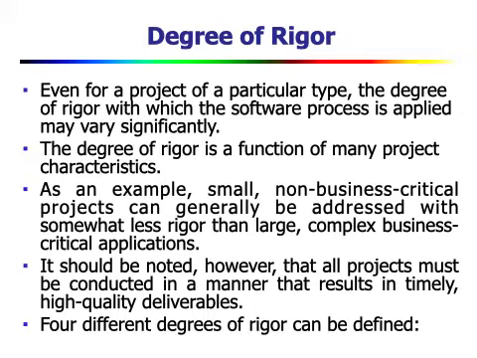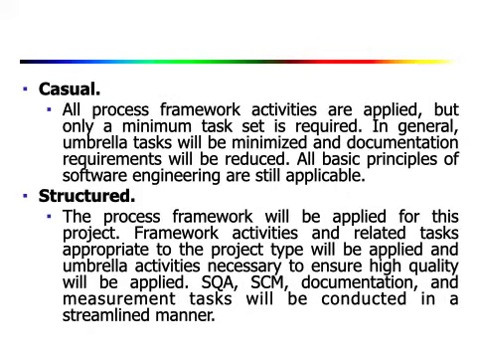Okay, so the first one is the casual degree of rigor. Casual means all process framework activities are applied, but only a minimum task set is required. That is, in general, umbrella tasks will be minimized and documentation requirements will be reduced. All the basic principles of software engineering are still applicable. A project that works in this manner has a casual degree of rigor.